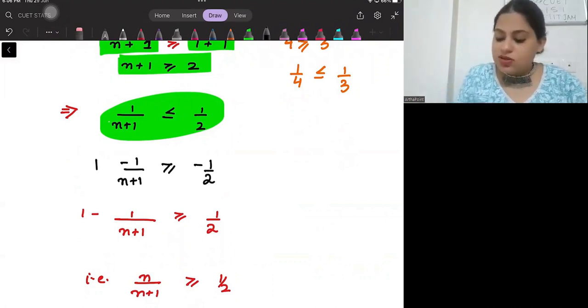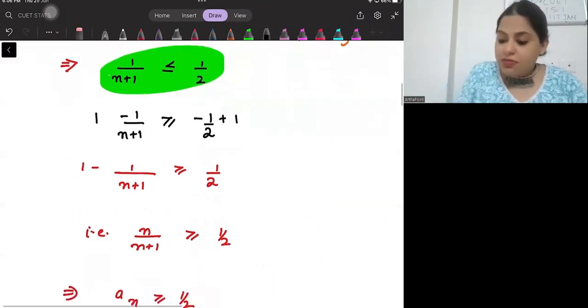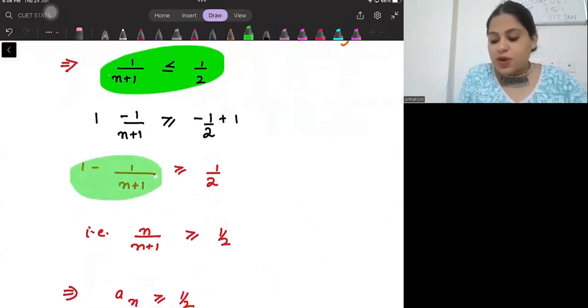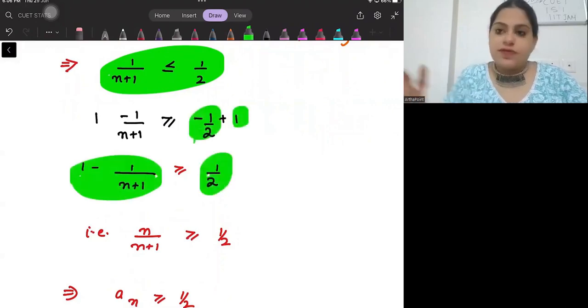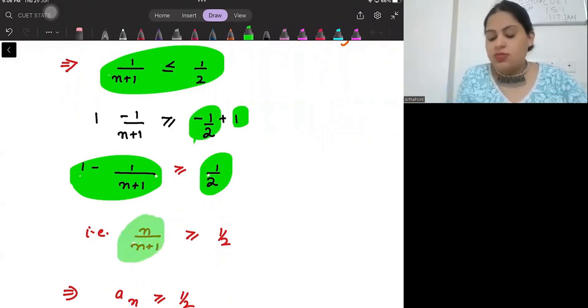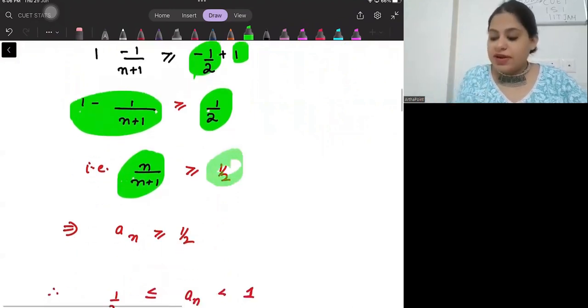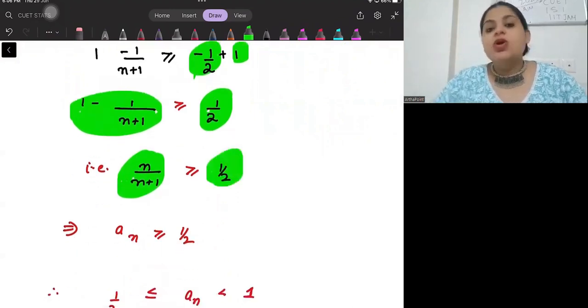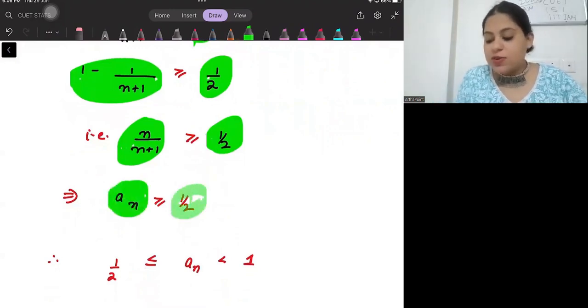Now I can add 1 on both sides. So 1 minus 1 upon n plus 1 will be greater than or equal to half, because 1 minus half is just half. Okay. This is nothing but n upon n plus 1. This was my sequence. So n upon n plus 1 will be greater than or equal to half. So we have proved that all values in our sequence will be greater than or equal to half.